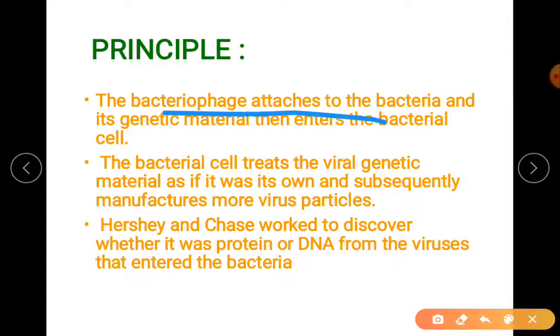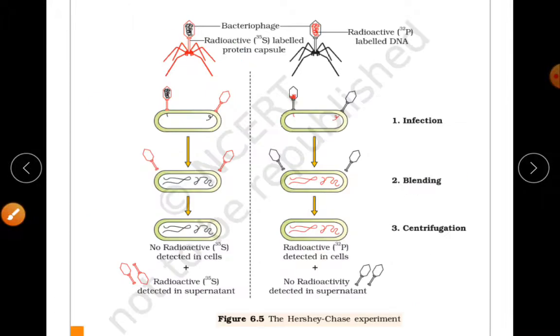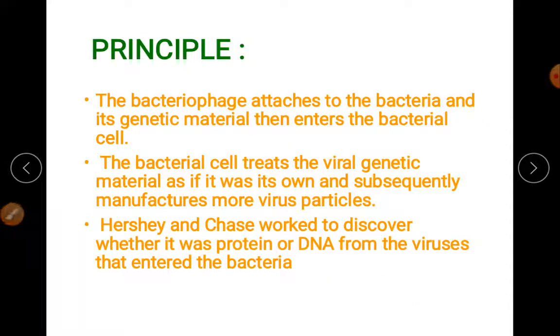The bacteriophage is a virus. It attaches to the bacteria. It injects only the genetic material, not the protein coat, so that is one difference that can be seen. How will the bacterial cell treat the viral genetic material? It will treat it as its own, and therefore it will produce more virus particles. So you can take that example. I hope you know a little about the lytic cycle.